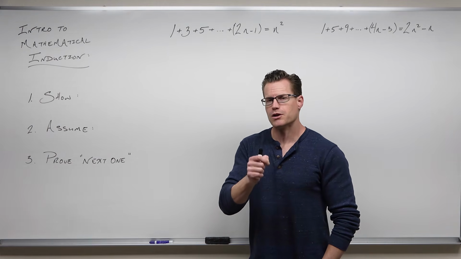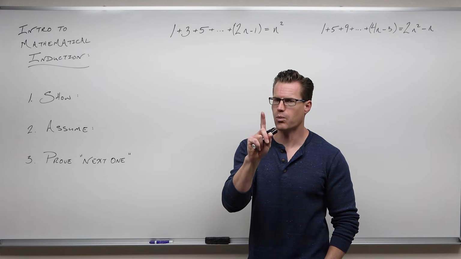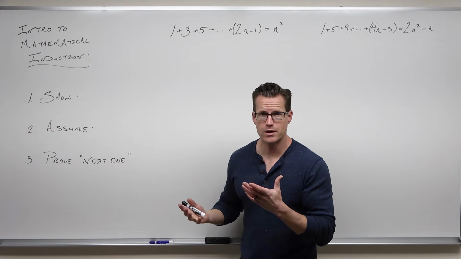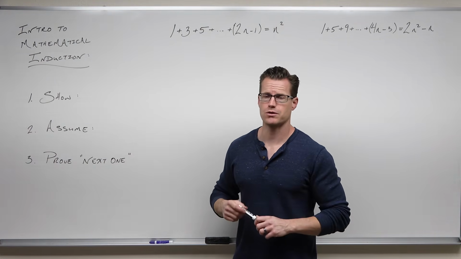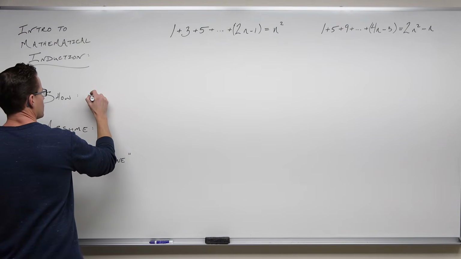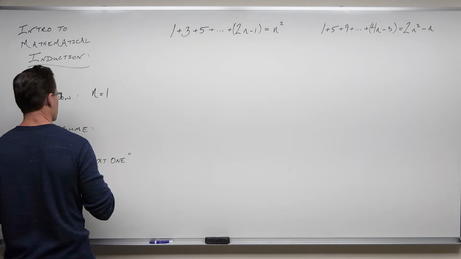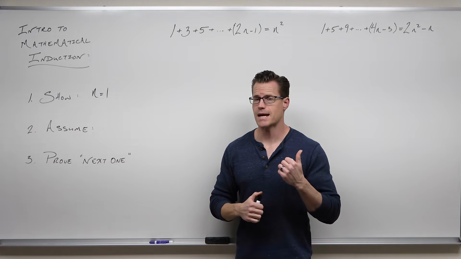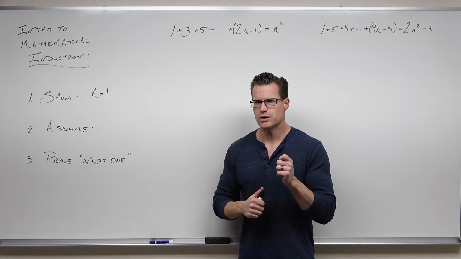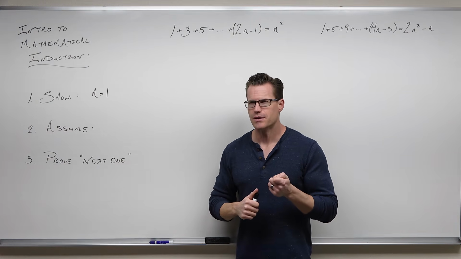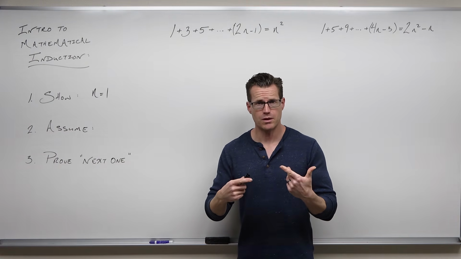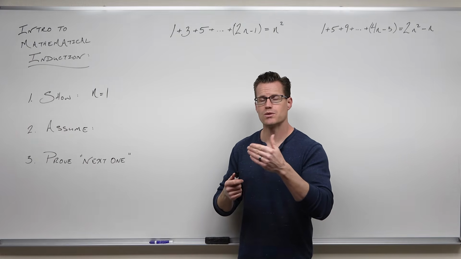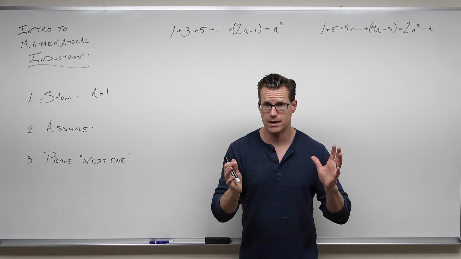Number one, you have to show that at least one term is true. So we're going to show that whatever we're trying to prove is true for at least the first term. So we're going to show that n equals 1 is actually true. Then what we're going to do might seem a little fishy. The next thing we're going to do is assume that it's true for some other number, not 1, but something between 1 and n, whatever n is.